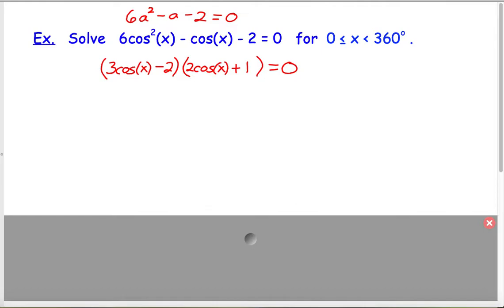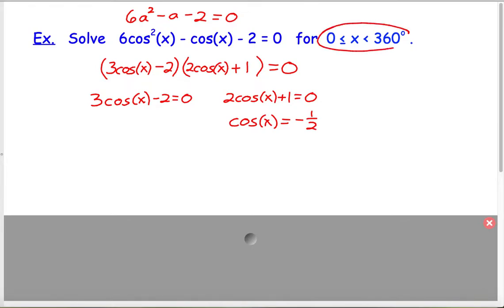So now we're going to set each of these factors to 0. So I have 3 cosine x minus 2 equals 0, and 2 cosine x plus 1 equals 0. Now I'm going to solve the second equation first. If I subtract the 1, and then I divide by 2, I get cosine of x equals -1/2.